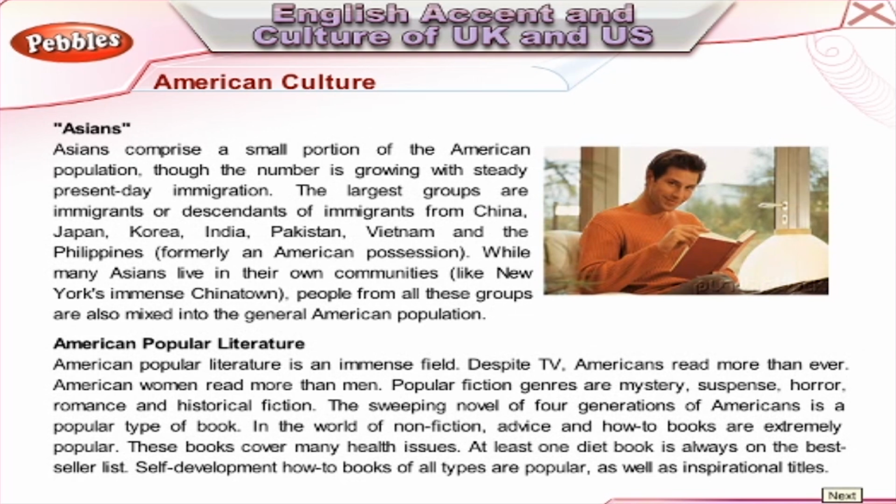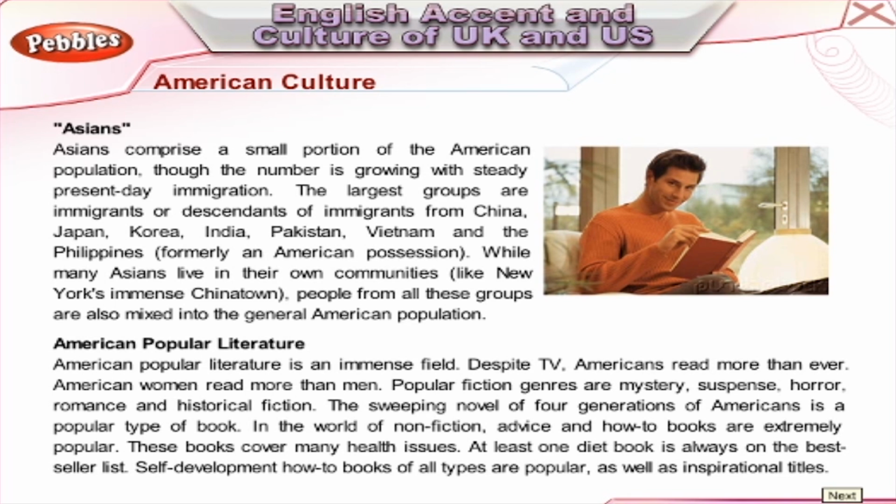Asians. Asians comprise a small portion of the American population, though the number is growing with steady present-day immigration. The largest groups are immigrants or descendants of immigrants from China, Japan, Korea, India, Pakistan, Vietnam, and the Philippines, formerly an American possession. While many Asians live in their own communities, like New York's immense Chinatown, people from all these groups are also mixed into the general American population.